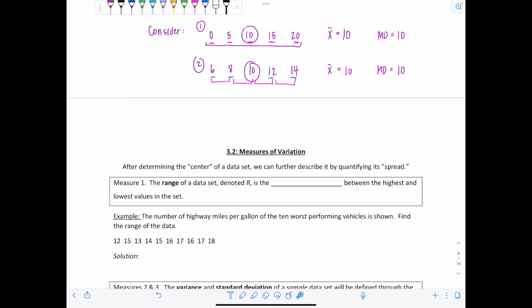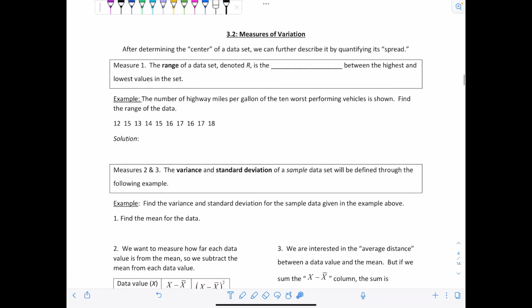Okay, so here we go. After determining the center of a data set, we can further describe it by quantifying or putting a number on that spread. So the first way that we can do that is by finding the range. So the range of a data set is denoted usually by capital R, and it's the difference between the highest and lowest values of the data set. So basically you just take the max minus the min, that gives you the range.